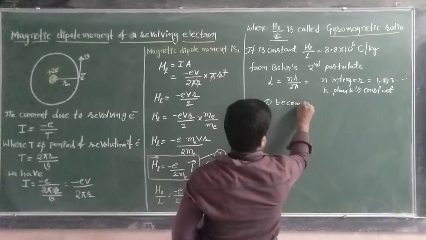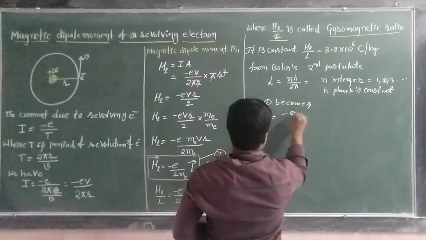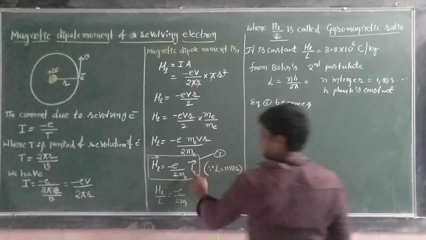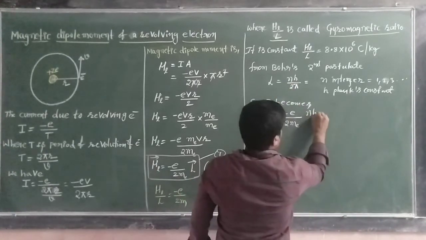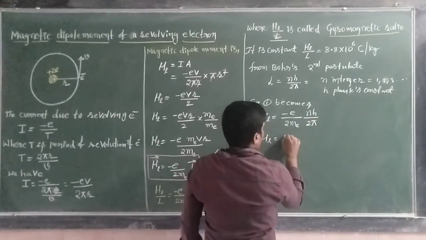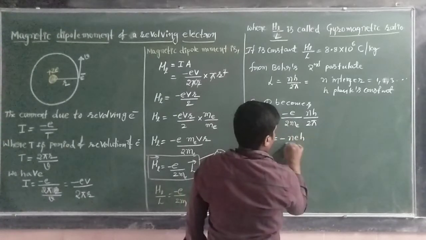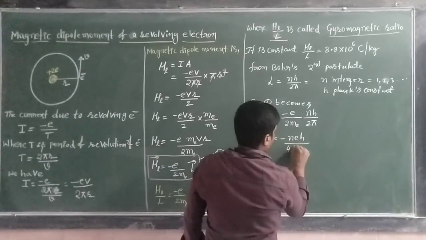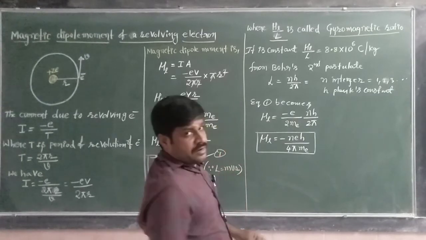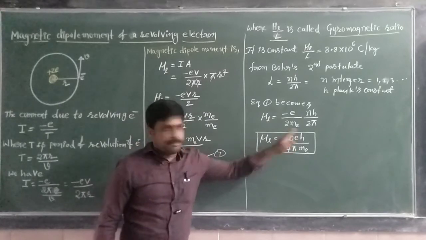Now from equation 1, mu L is equal to minus e divided by 2 into mass of electron, and instead of L we can write nh divided by 2 pi. So mu L is equal to minus n e h divided by 4 pi into mass of electron. This is the magnetic dipole moment of the electron in terms of Planck's constant.